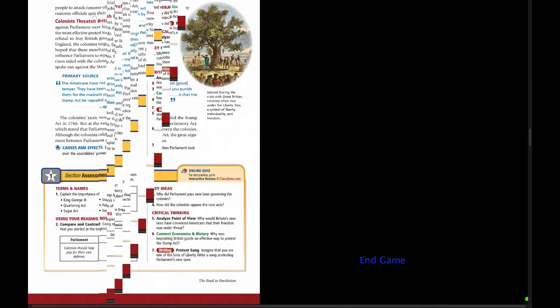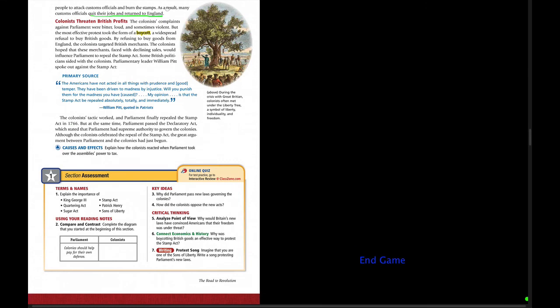The colonists and complaints against Parliament were bitter, loud, and sometimes violent. But the most effective protest took the form of a boycott, which is a widespread refusal to buy British goods. So when it comes to British goods, if you were going to buy, let's say, a British picture frame, with the boycott now, anything that was made in Britain, no one would buy. And I do realize my little picture frame almost looks like a TV, which had not yet been invented.